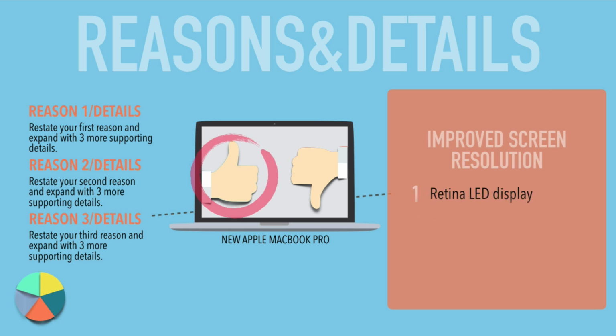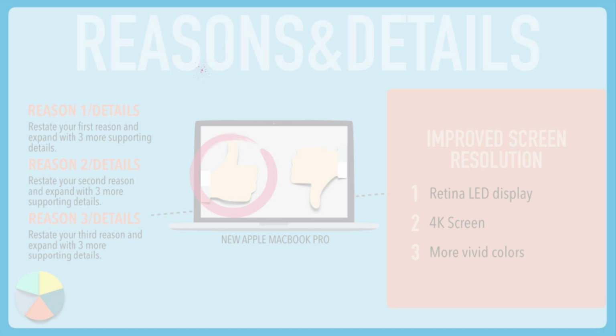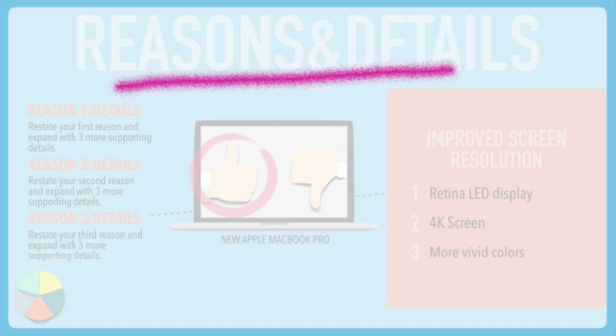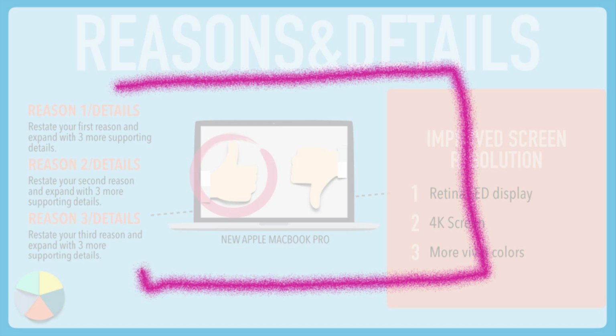And finally, for my third reason, which was an improved screen resolution, my 3 details or 3 examples are the Retina LED display, the 4K screen, and also it has more vivid colors. Okay, now when you go into this section talking about the reasons and the details, you need to be a little bit more creative with this section.